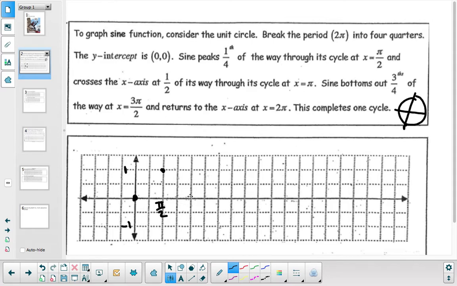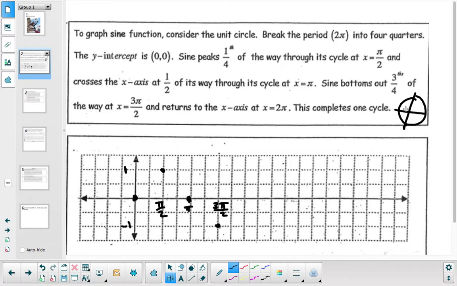And then at pi, it hits the x-axis again. At pi, the sine value is 0. 3 pi over 2 is the next big one, or at least the next easy one to graph. So that should be 3 pi over 2.